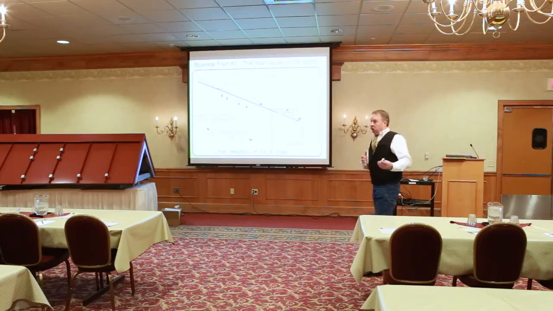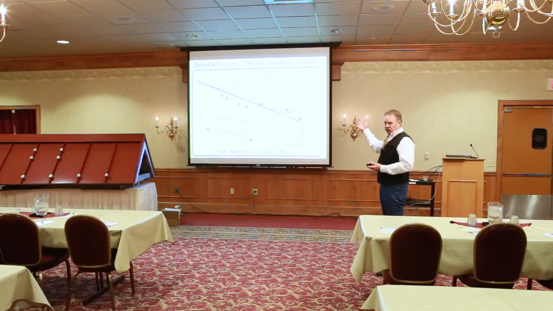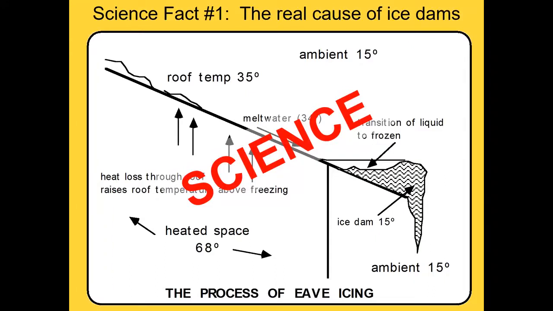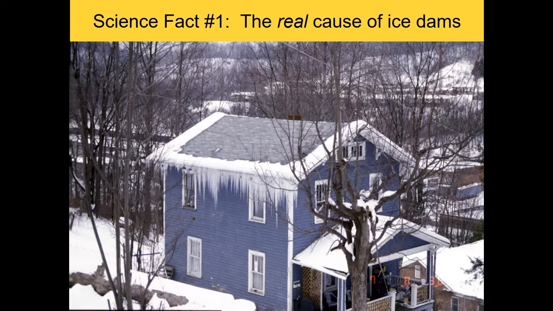So with or without snow guards, if you have a roof that's prone to eave icing, a snow guard is not going to make that really better or worse. One has little, if any, effect on the other. And that's the science of ice dams. Here you see a really great example of that.